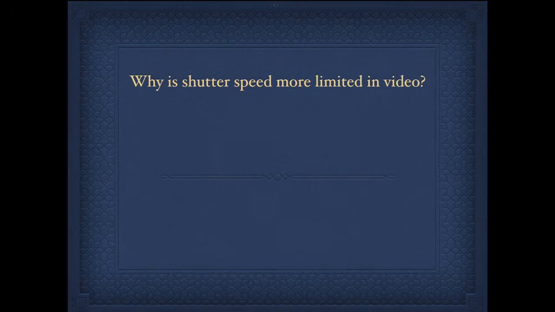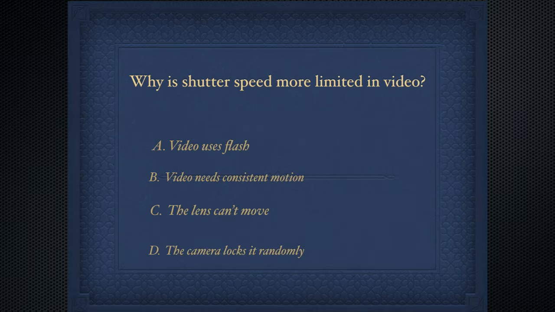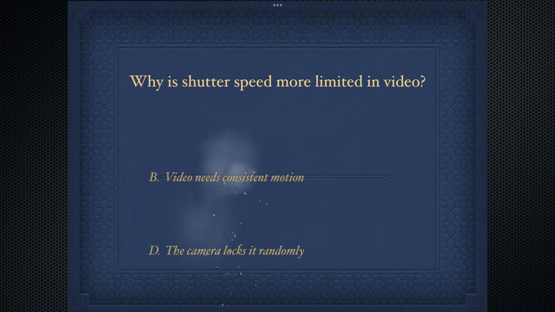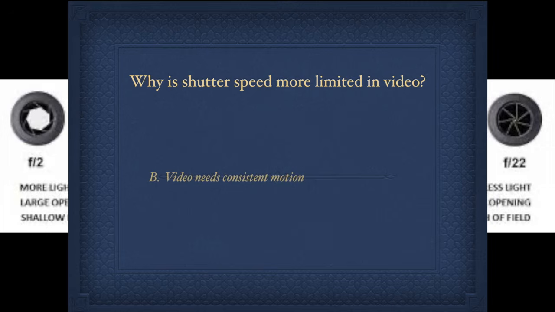Question number 4. Why is shutter speed more limited in video? Is it A, video uses flash? B, video needs constant motion? C, the lens can't move? Or D, the camera looks at it randomly? The correct response is B, video needs constant motion.